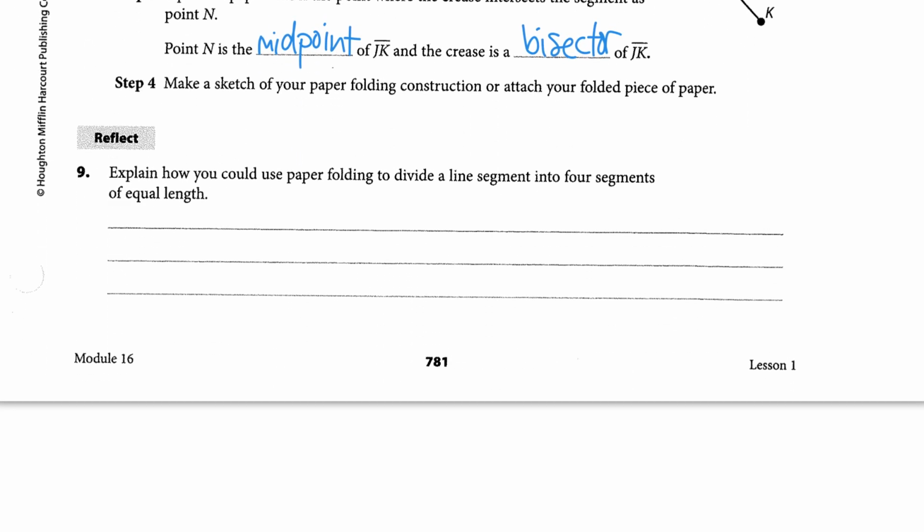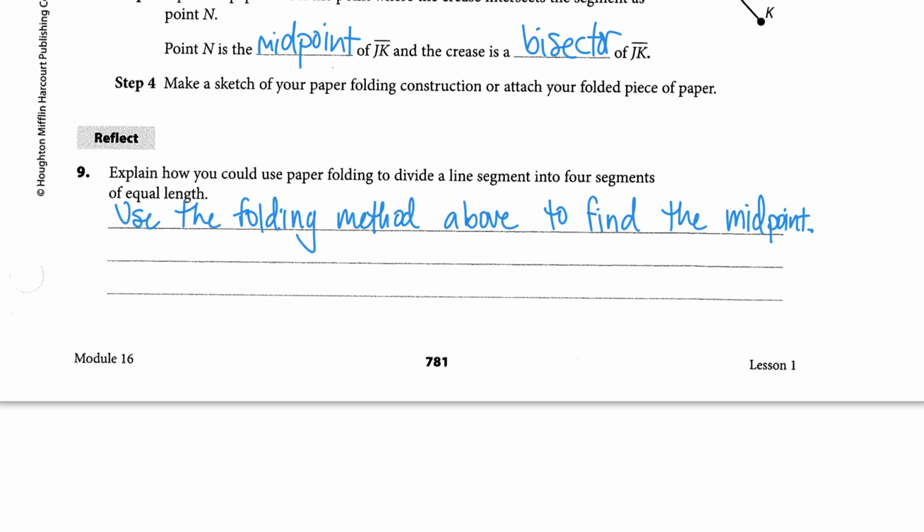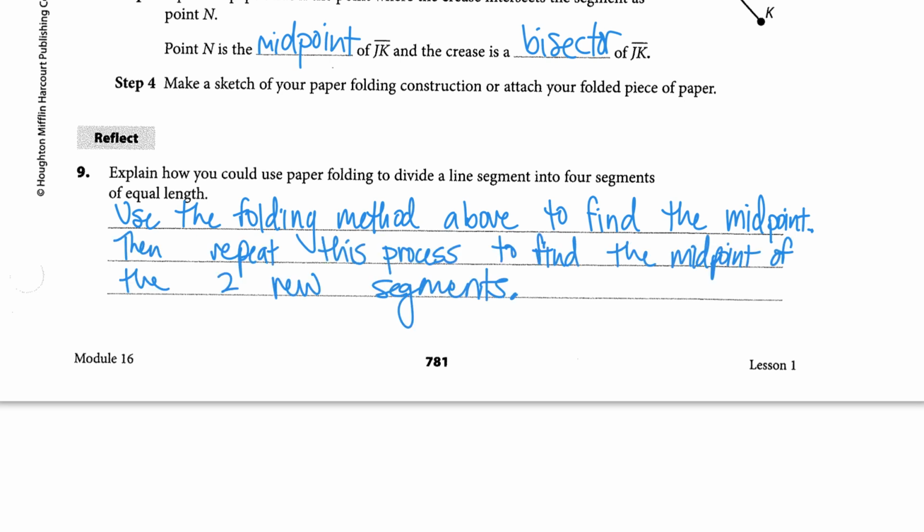Explain how you could use paper folding to divide a line segment into 4 segments of equal length. We would start by using the folding method to construct the midpoint. Then we would use the same method to find the midpoint of the 2 new segments. The 3 points divide the segments into 4 equal lengths.